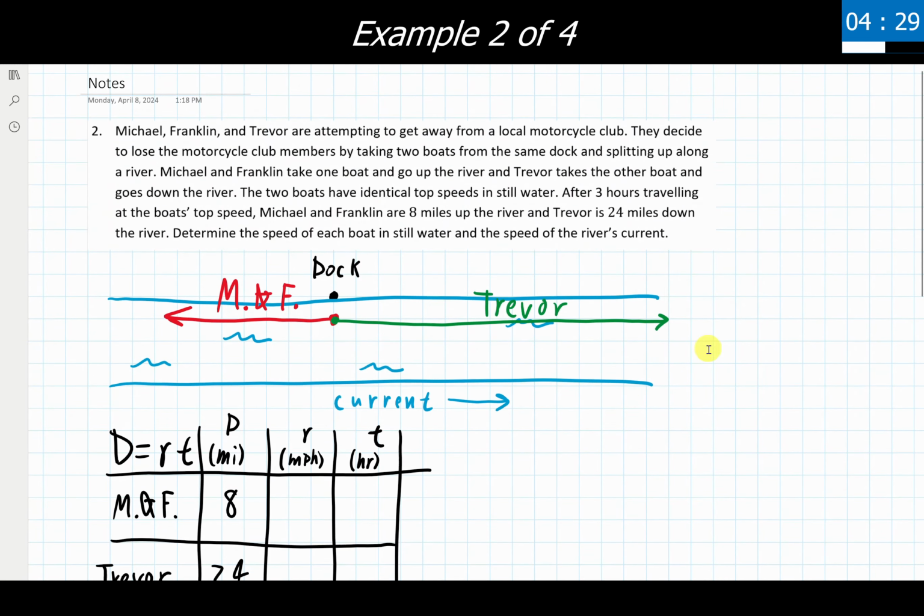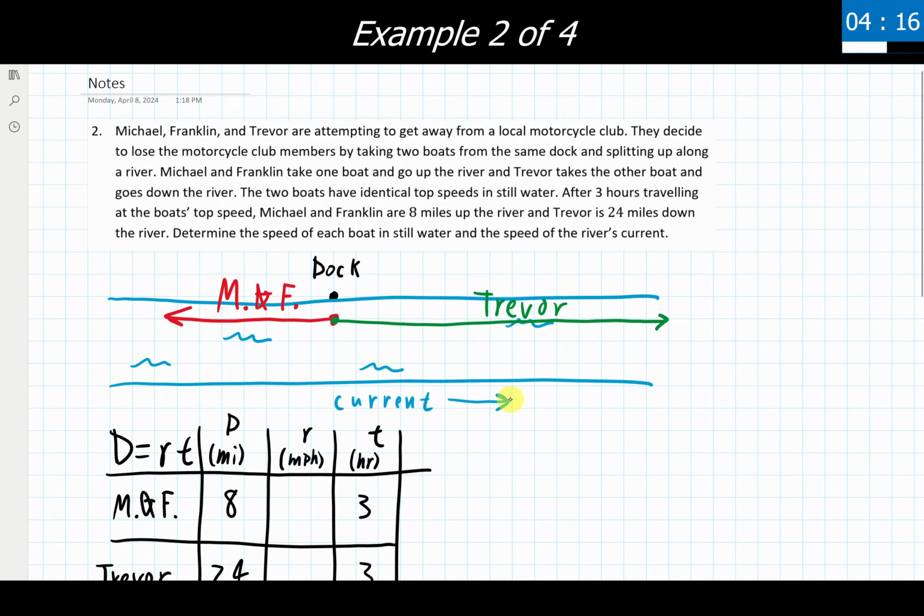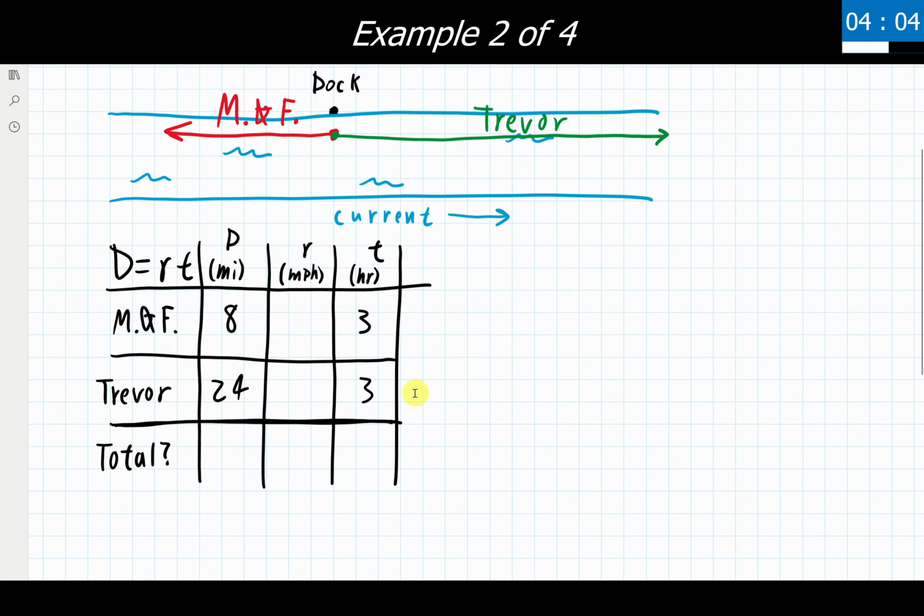Okay, do I know anything about rates or times after 3 hours traveling at the boat's top speed? Okay, so that tells us that they both traveled for 3 hours. We are also told in the problem, I think it was somewhere up here. Yeah, they split up along the river, so they're leaving at the same time. So that means they're both traveling for 3 hours worth of time. Maybe they left at different times, but we're told that they travel 3 hours, so that's a reasonable assumption there. Now we have to figure out the rates.